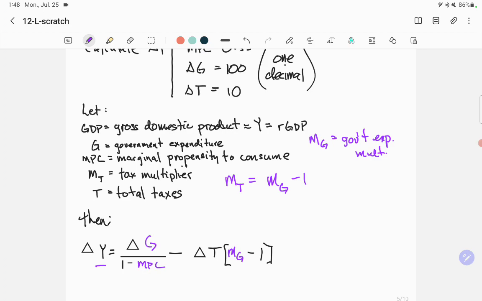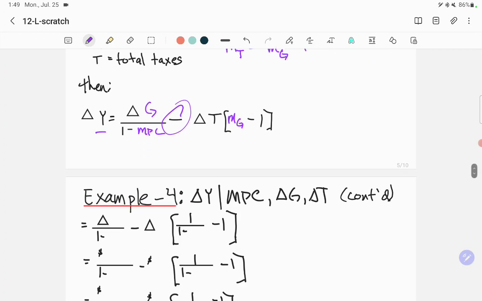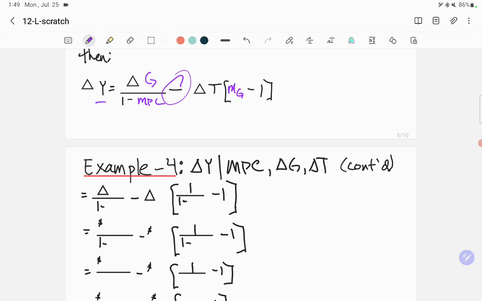Sounds about right. Oh, but not quite. I think it's that negative minus sign there. Let's find out. Now you've got me thinking. Well, let's see. Let's just find out. We'll get back to that. So what we have here, delta G, is the same as delta G over 1 minus MPC, minus delta T times 1 over 1 minus MPC minus 1.